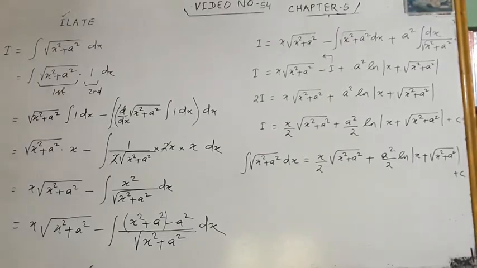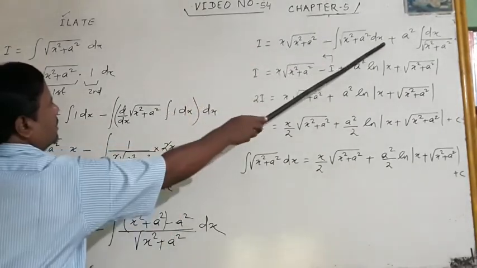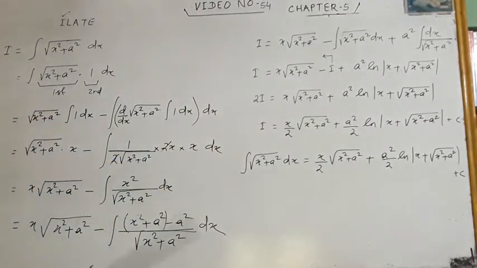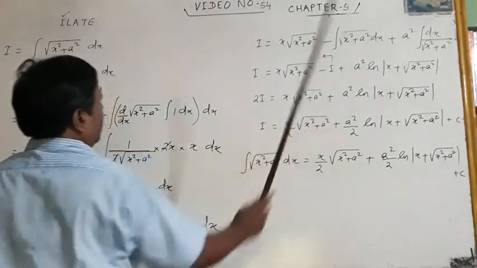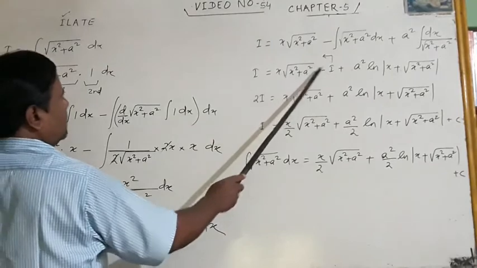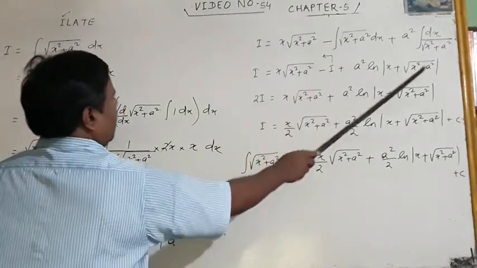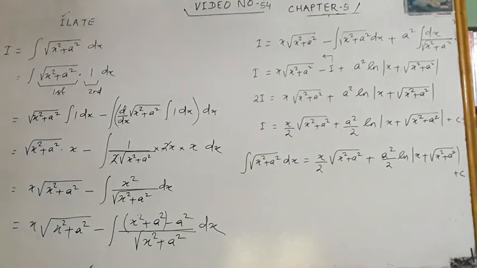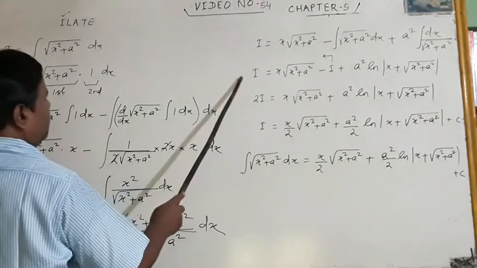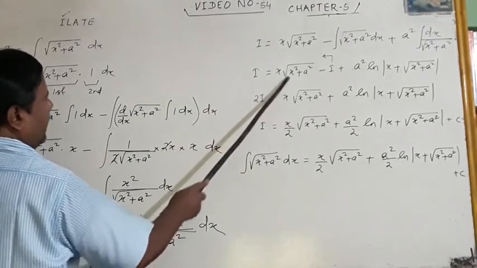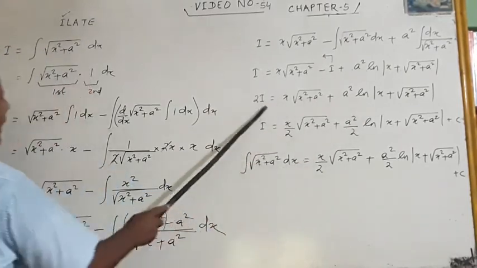On the next step, we have x into √(x²+a²) here, and the minus term becomes plus a² dx over √(x²+a²), keeping a² outside. Now x√(x²+a²) is I plus a² ln|x + √(x²+a²)|. When I bring I to the left side, it becomes 2I, and all the rest remain in their positions.